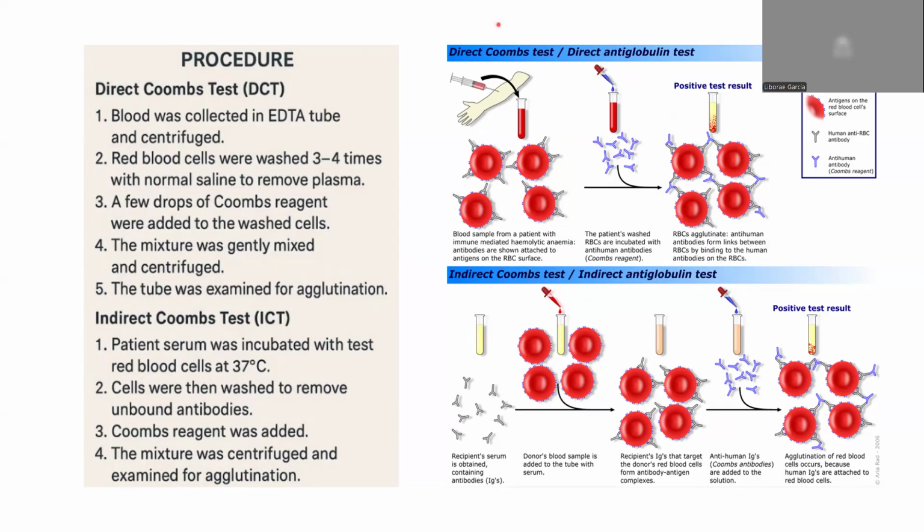Okay. So if the antibodies are already bound to your RBCs in your body, then you are going to detect it. Those bound antibodies, you call it your direct Coombs test. Okay? So, a simple recall from your IH.